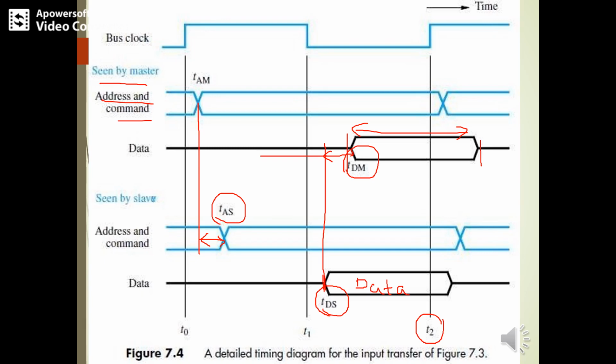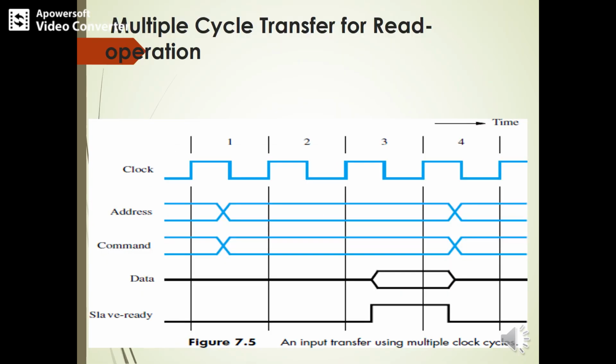So at T2, finally, after performing the entire operations, the respective commands or addresses or else the control signals, whatever was placed by the master as well as the slave, can be deleted from the single system bus. This diagram shows an input transfer using multiple clock cycles. We have multiple clock cycles, and we have address lines, command lines as well as data lines, followed by one more special signal called the slave ready signal.